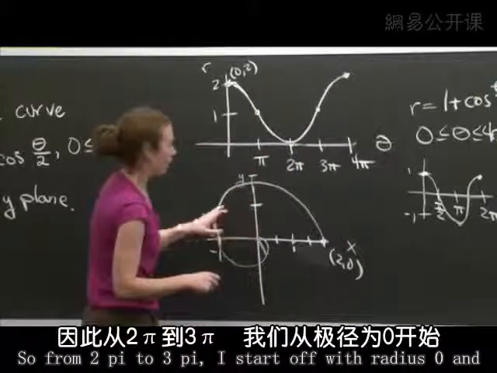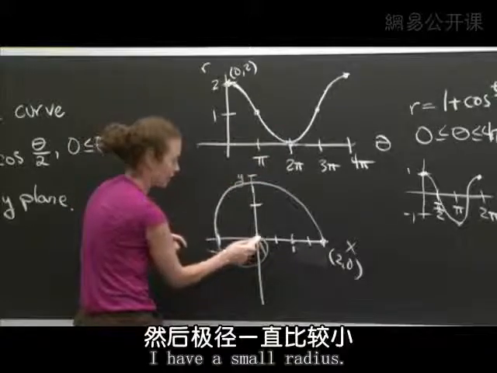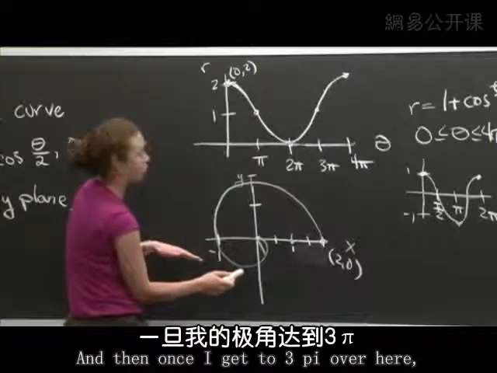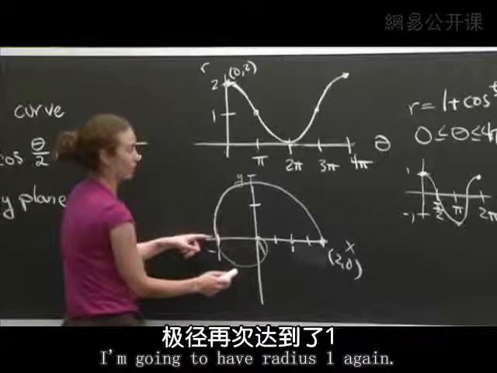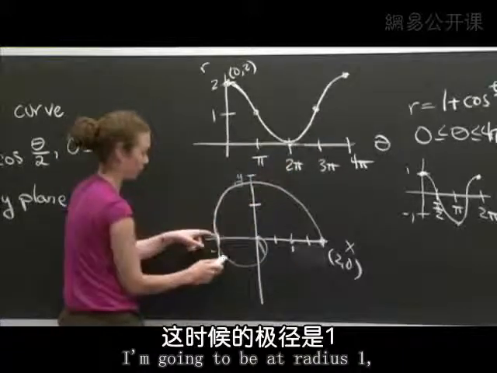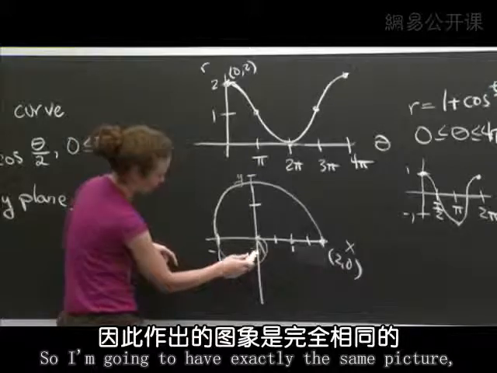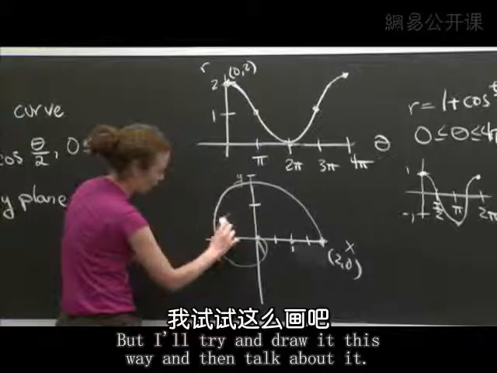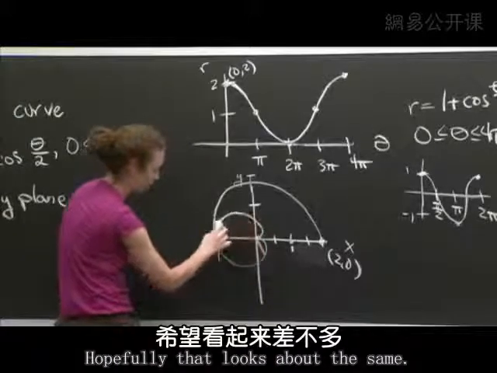So from 2 pi to 3 pi, I start off with radius 0, and I have a small radius. And then once I get to 3 pi over here, I'm going to have radius 1 again, which is going to correspond to this point. So I'm going to have exactly the same picture, which is dangerous because I probably will do it wrong. But I'll try and draw it this way and then talk about it. Hopefully that looks about the same.